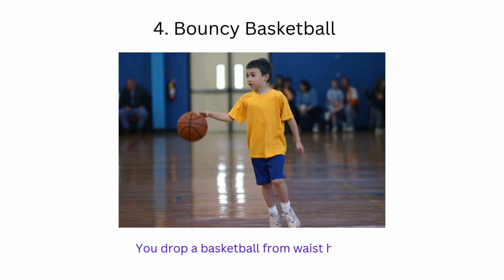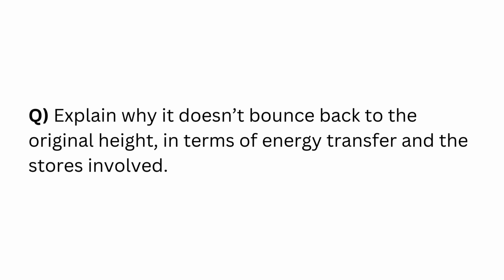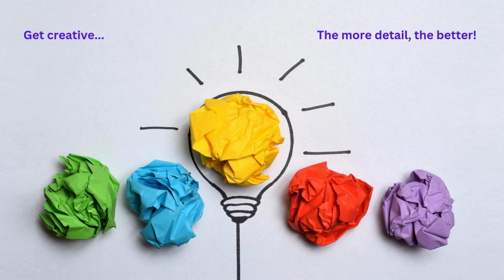You drop a basketball from waist height, and it bounces back up, but not as high as before. Explain why it doesn't bounce back to the original height in terms of energy transfer and the stores involved. Feel free to get creative in your explanations. The more detail, the better.